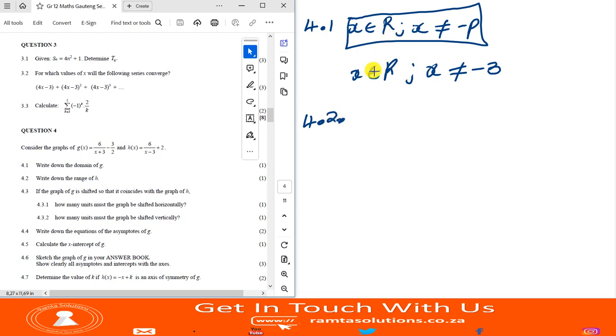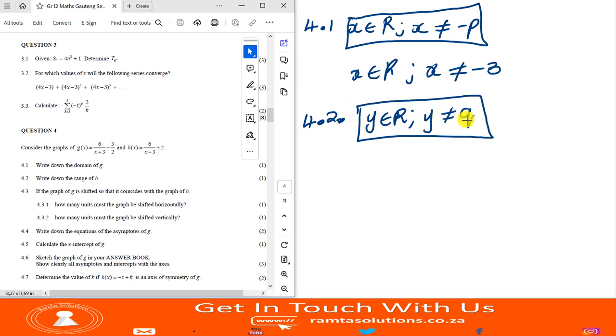In 4.2, they say write down the range of h. This is h. What we know about the range of a hyperbola is that y is an element of real numbers, meaning it takes all y values. However, it does not take your asymptote, y is not equal to q. Remember, your horizontal asymptote is y equals q. The hyperbola takes all y values, but it does not take the horizontal asymptote. This is your horizontal asymptote.